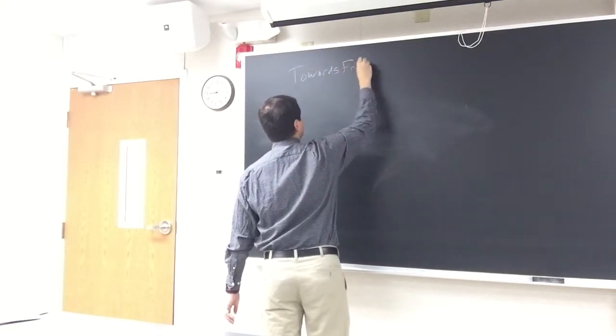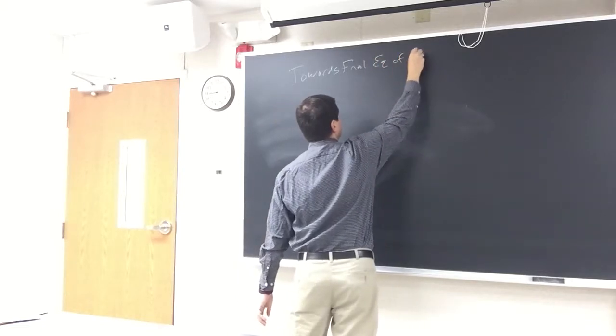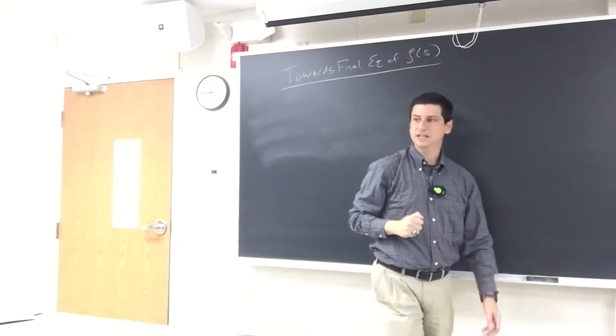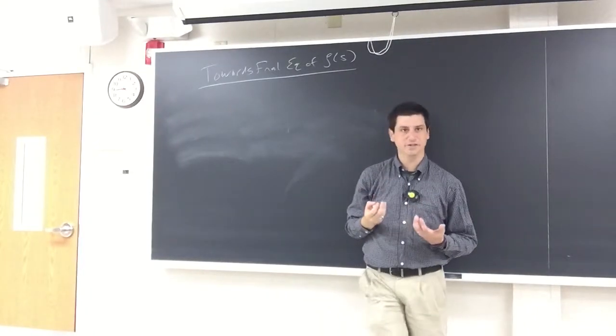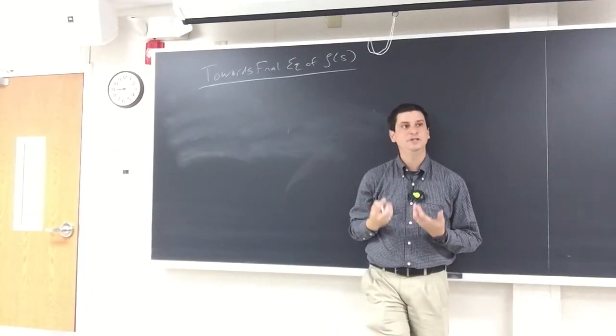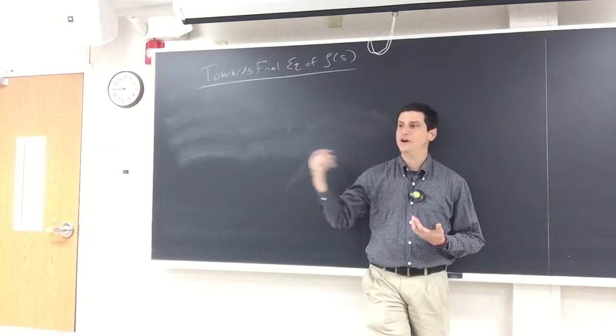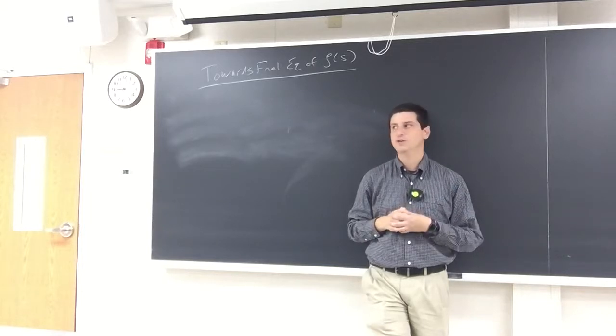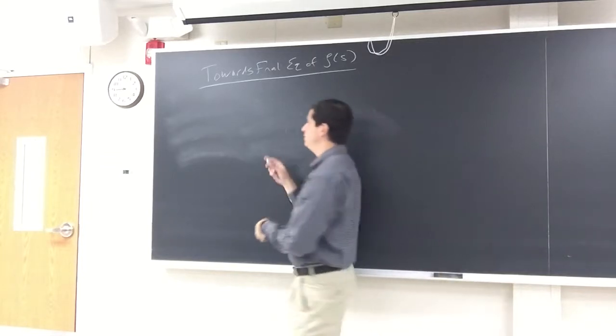Towards the functional equation of zeta of s. We've already shown how to analytically extend this using the alternating series. This is a really good, cheap continuation, but we saw it doesn't go far enough for what we need. So we need a little bit more. What we're going to do today is set up the stage for the real continuation. And so we're going to use the gamma function.